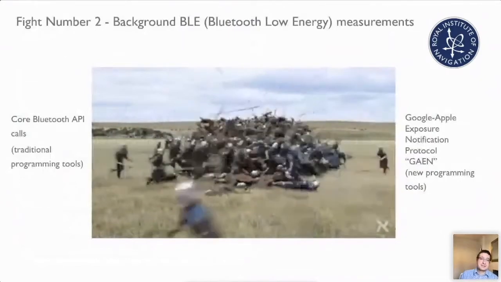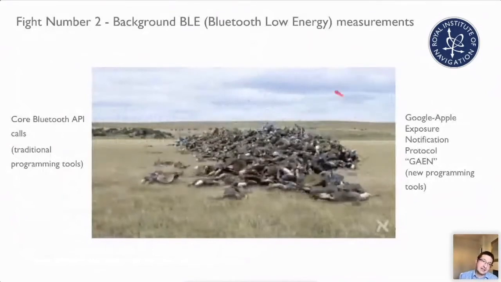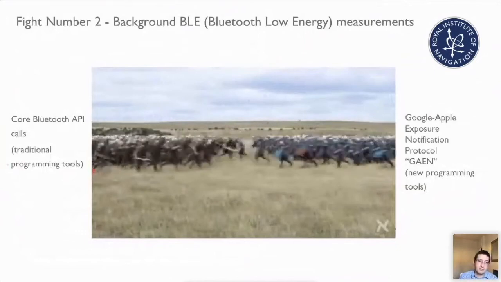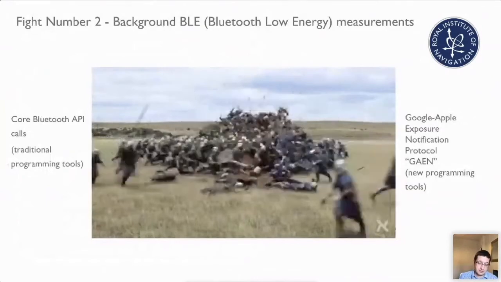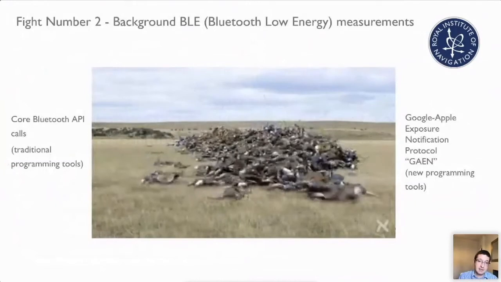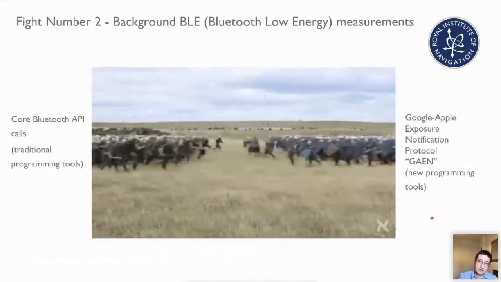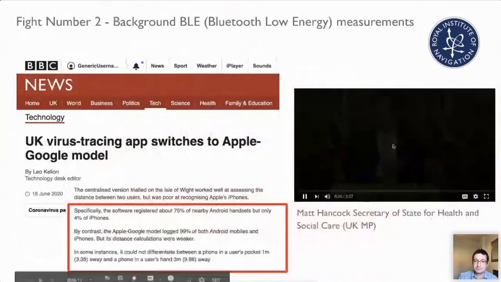So this is all to do with how the Bluetooth data is being used. And the old scheme, the old API calls that have been around for a long time, basically give the contact app builder much more flexibility and much more capability than this new protocol that Google and Apple have developed. And I'll let Matt Hancock explain the problem, and then I'll explain where it's come from.